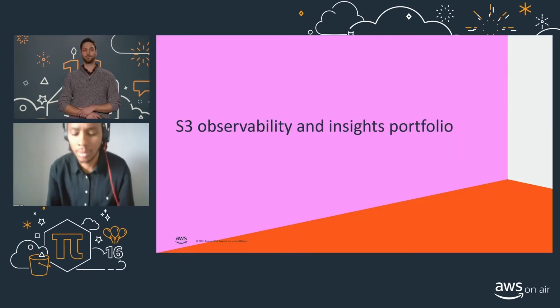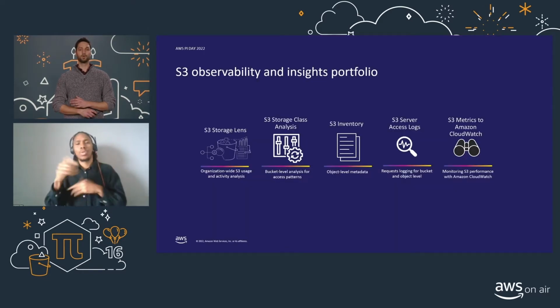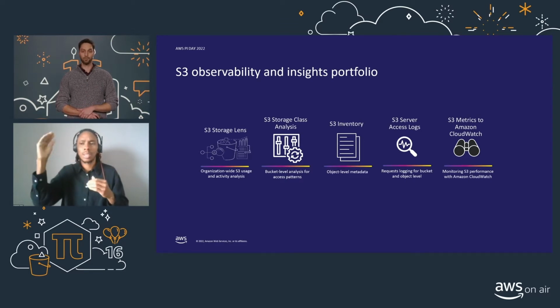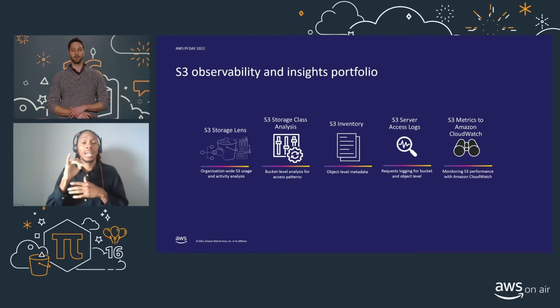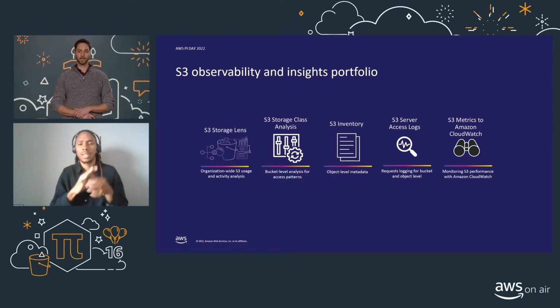So let's talk about the observability tools we have in S3. S3 offers a range of observability and insights tools at different granularity levels. S3 Storage Lens is a pre-configured dashboard experience that provides activity and usage metrics from the organization level going down to the account, bucket, and prefix level. Storage Class Analysis generates recommendations on the most appropriate and cost-efficient storage class for your data based on access patterns. S3 Inventory helps you to generate a list of S3 objects along with their corresponding metadata, such as size, storage class, encryption status, and more.